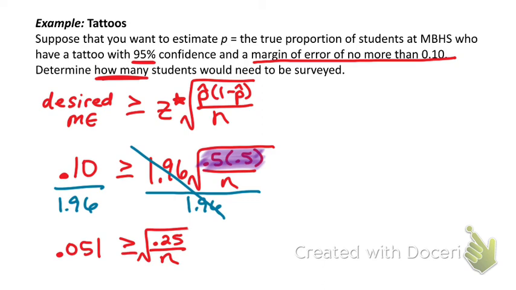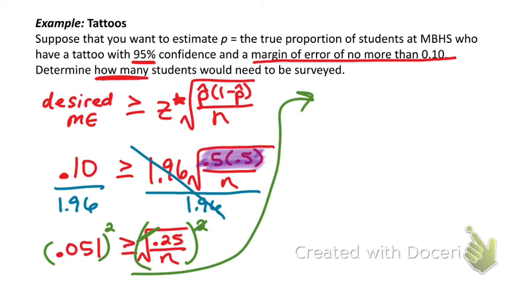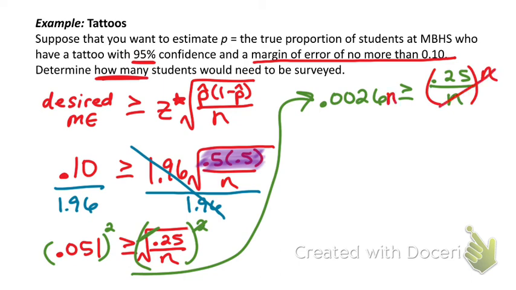All right, you guys, what do I do next in order to get that n by itself? I need to square both sides here. Squaring both sides, that's going to clear my square root out. What is 0.051 squared? 0.0026 has to be greater than or equal to 0.25 divided by n. What do you do now? Multiply both sides by n. 0.0026n is greater than or equal to 0.25.